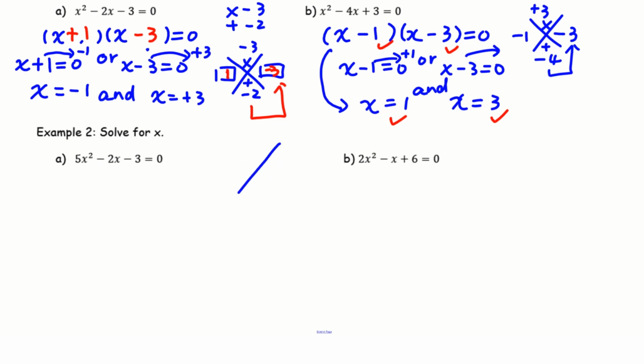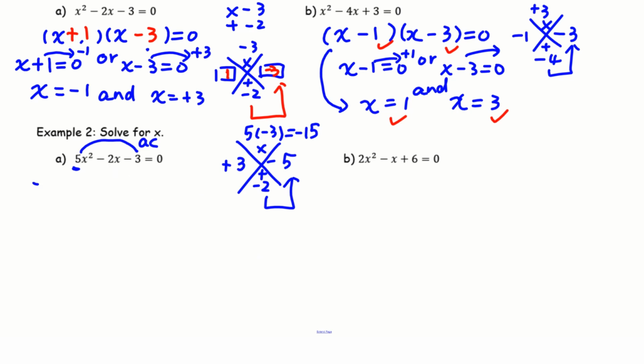Example 2 is not a simple trinomial, it's called a complex trinomial. We have a number other than 1 at the front of x squared. So we need to multiply a and c together. So it's 5 times negative 3, which gives you negative 15. Added together is negative 2. We find the two numbers are 3 and 5. The larger number needs to have the same sign as the sum, so it's negative, and times together is negative, so 1 negative, 1 positive. This is a tricky trinomial.